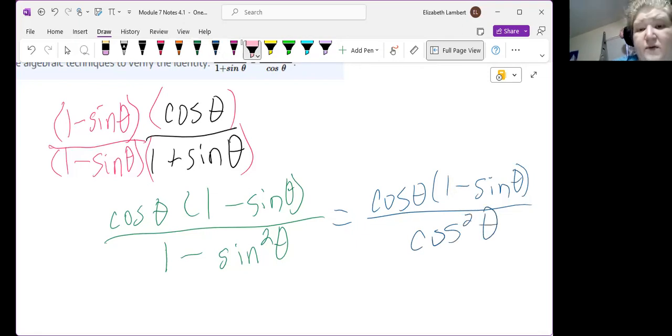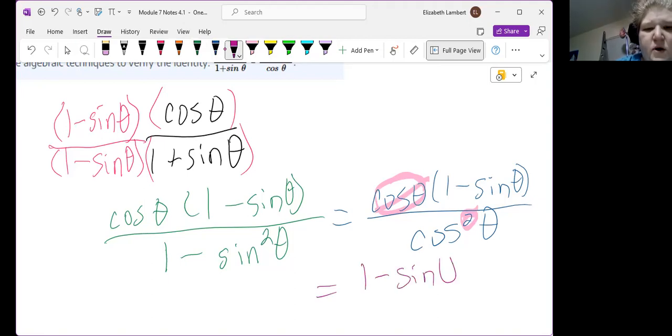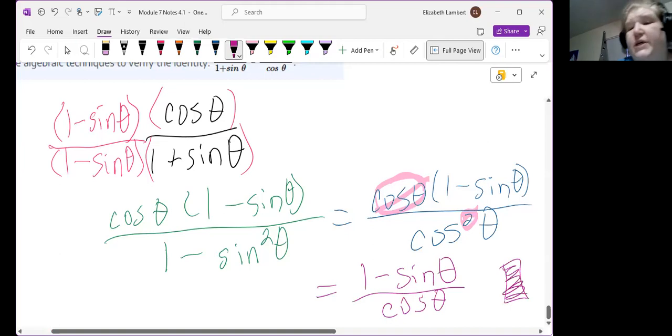And now I have a cosine on top and cosine times cosine on the bottom. So this is going to cancel one of the cosines out. And we are left with 1 minus sine theta over just a single cosine of theta, which is exactly where they wanted us to go. Duh.